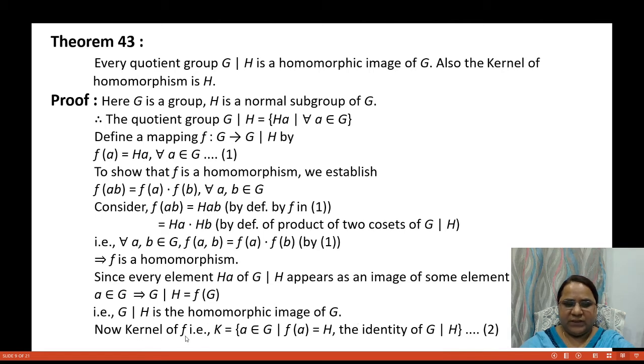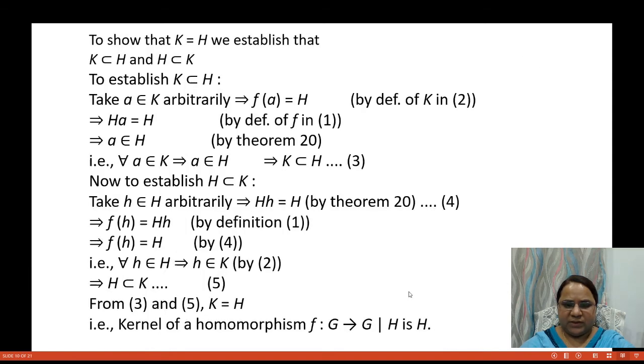Now the kernel of f, K, is defined by the definition of kernel of a homomorphism. Let's call that 2. To show that K = H, we need to establish that K is a subset of H and H is a subset of K. To show that K is a subset of H, take a belonging to K arbitrary. Then f(a) = H by the definition of kernel, so Ha = H, and a belongs to H by Theorem 20. For all a belonging to K, a belongs to H. So K is a subset of H. Call that equation 3.